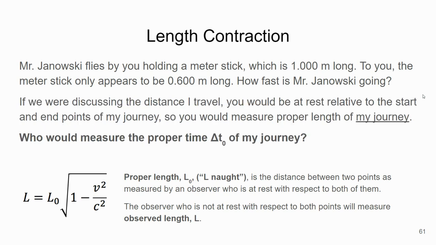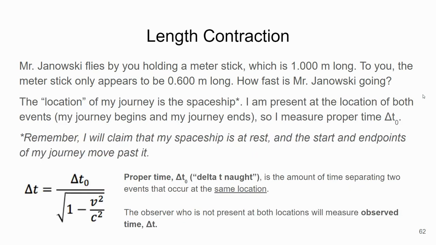And so in this situation too, who is going to measure proper time of my journey? Well, remember, who measures proper time? What needs to be true for someone to have proper time? They need to be present at both events. So the two events are my journey begins at one side of the room and my journey ends at the other side of the room. And the person who is present at both of those events is me. So I measure proper time in that situation.